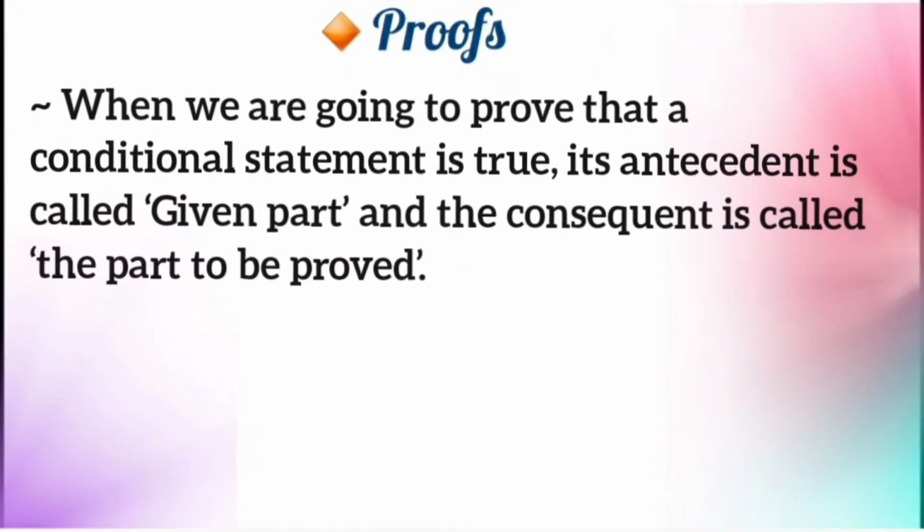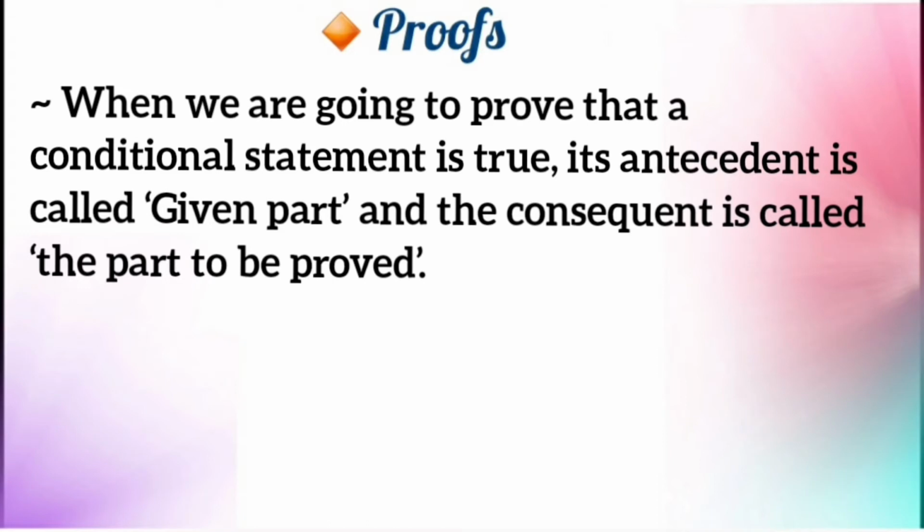Let's learn more about theorem and proof. When we are going to prove that a conditional statement is true, its antecedent is called the given part and the consequent is called the part to be proved. So if we are proving a given conditional statement, then that is called a theorem. Every conditional statement has two parts. The antecedent, if we are proving that conditional statement, is called the given part, and the consequent is called the part to be proved.